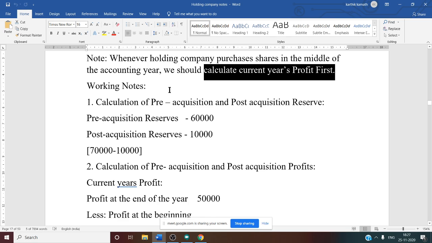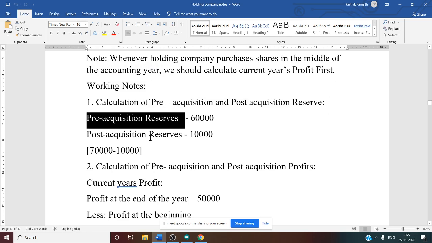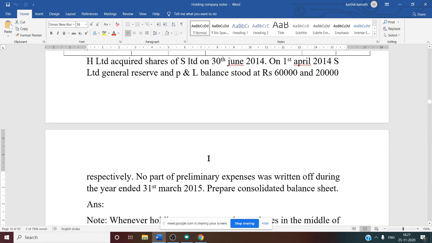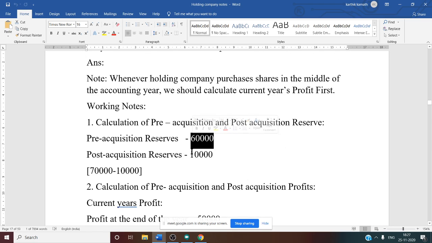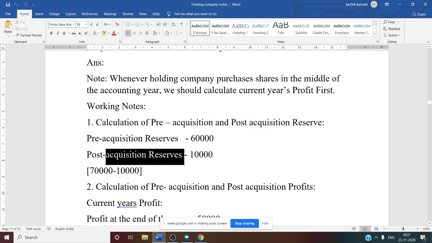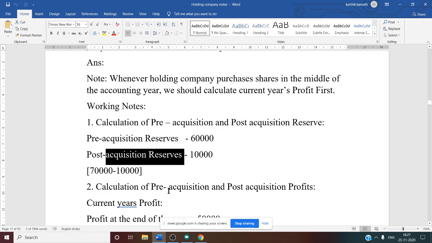So working note number 1, calculation of pre-acquisition and post-acquisition reserve. So what about pre-acquisition reserve? This is given in the question. See this, it is given in the question. Directly we can write that amount, 60,000. 60,000 is our pre-acquisition reserve. What about post-acquisition reserve? Post-acquisition reserve, you have to see now.